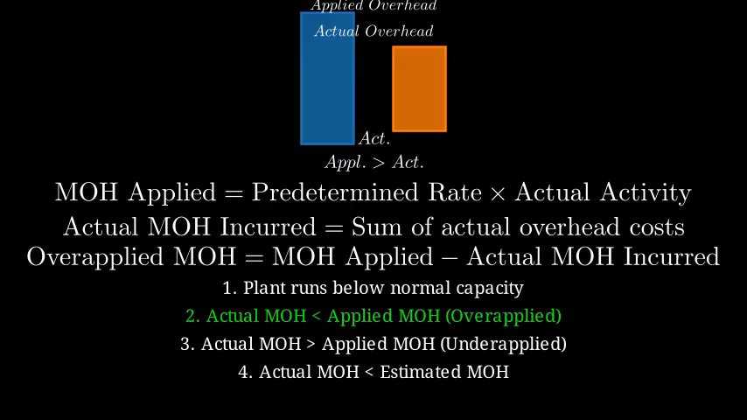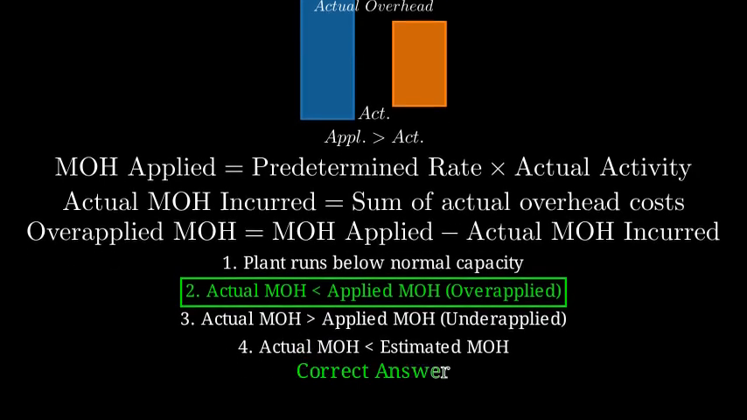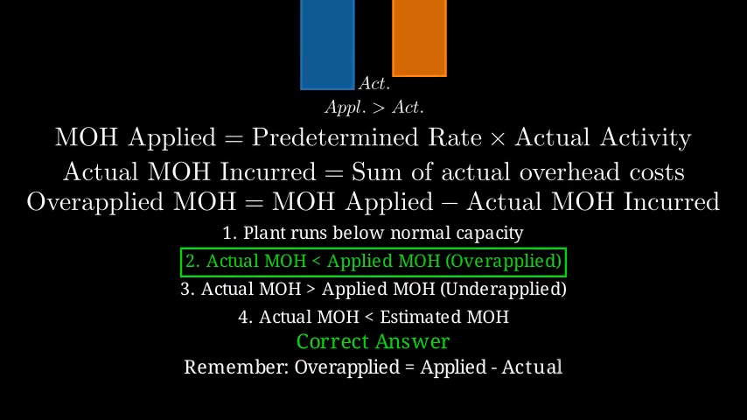Comparing actual to estimated overhead alone doesn't tell us whether applied exceeds actual. So the correct choice is that manufacturing overhead costs incurred were less than the manufacturing overhead costs charged to production. That positive difference is what we call overapplied overhead.